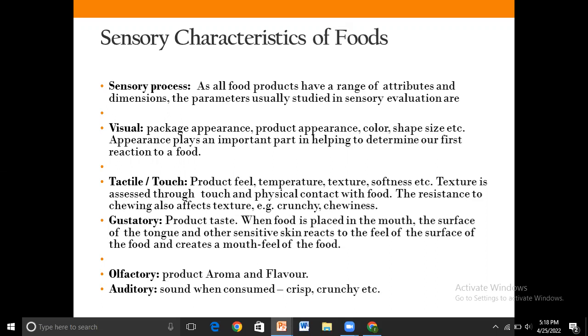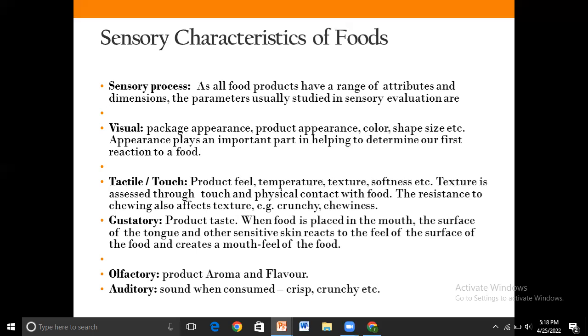Then olfactory, something to do with your nose. Mainly, before you even taste or look at the food, the smell comes, right? So when you are frying something, naturally the smell of it catches your attention. Naturally you will feel like eating it. So that is olfactory.